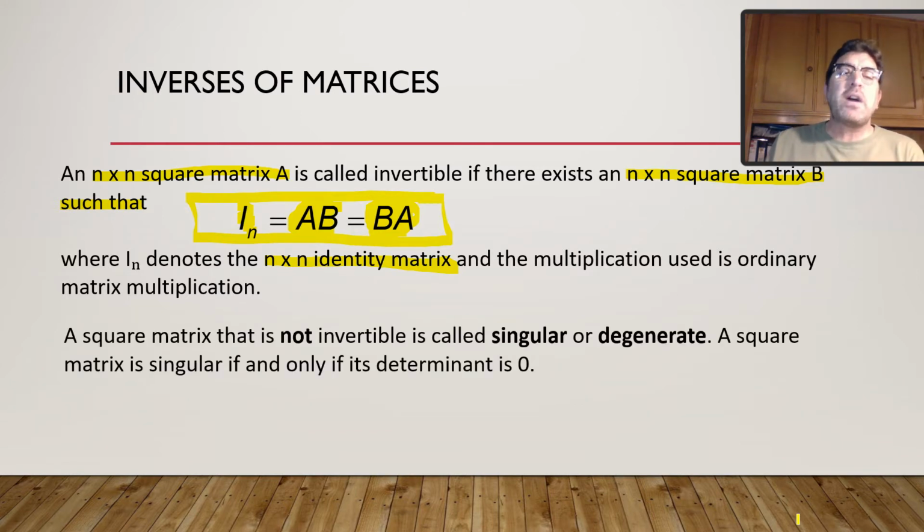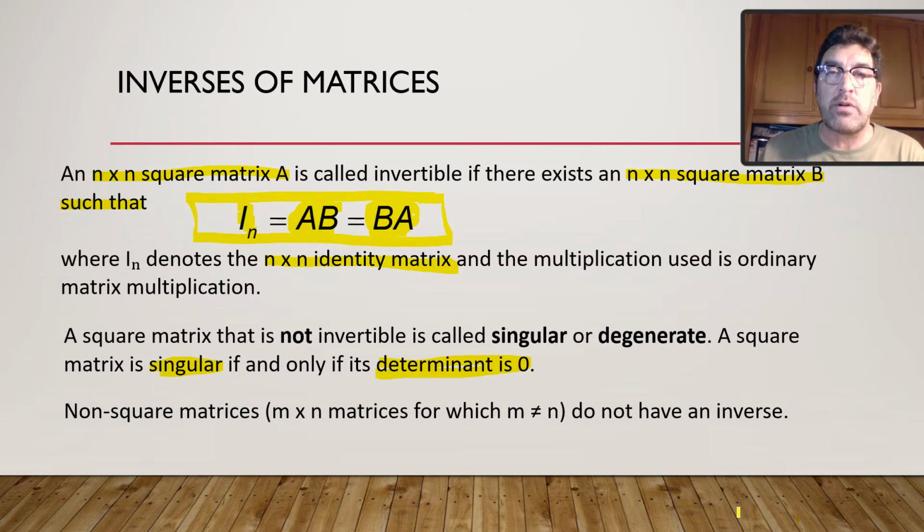A square matrix that is not invertible is called singular or degenerate. That's quite harsh. So a square matrix is singular if and only if, when is it non-invertible or singular or degenerate? When the determinant of that matrix is 0. Don't forget, non-square matrices, M by N matrices where M is not equal to N, do not have an inverse. It's only square matrices that have an inverse.